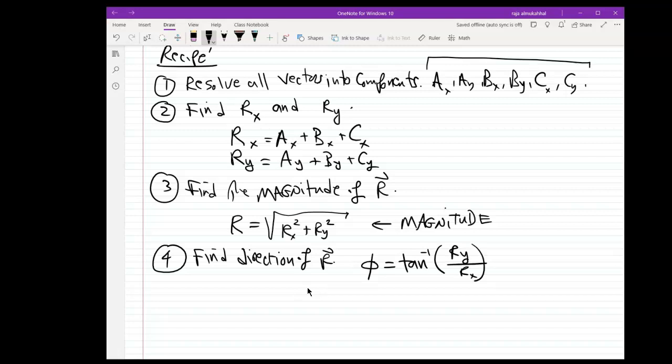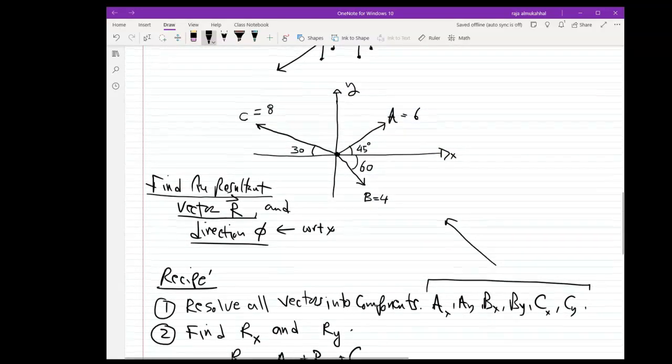Okay? So these are the four steps. Please write them down before you move any further. And please memorize them. Really, that's my advice to you. Just commit them to memory, because you're going to be resolving vectors many, many, many times over. So anyway, let's apply those steps to our problem here.